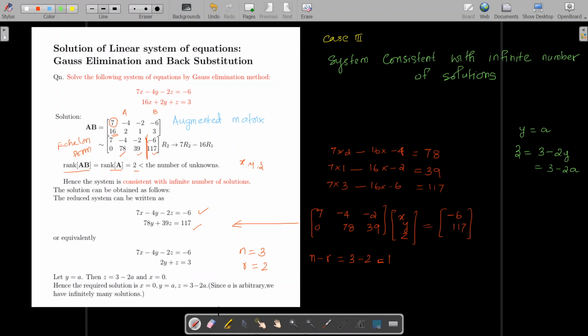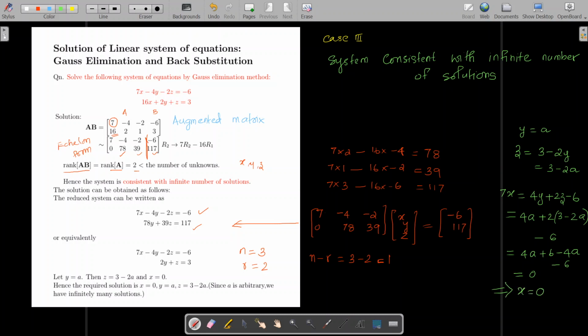We substitute y and z into the first equation, and hence we have 7x is equal to 4y plus 2z minus 6. y is going to be replaced by a, z is going to be replaced by 3 minus 2a. So 7x equals 4a plus 6 minus 4a minus 6, and it is equal to 0. Which leads to the conclusion x is equal to 0.